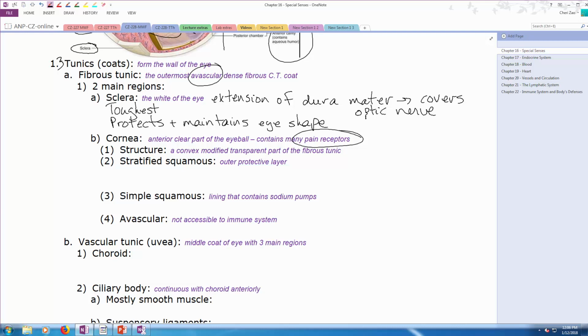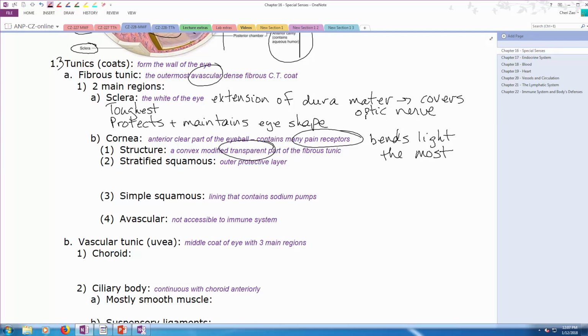Structure of the cornea. It says convex, modified, transparent part of the fibrous tunic. Transparent means light can go through it, and indeed the cornea is the structure which bends light the most. We'll get into refraction, because that's what refraction is all about. It's all about the bending of light.